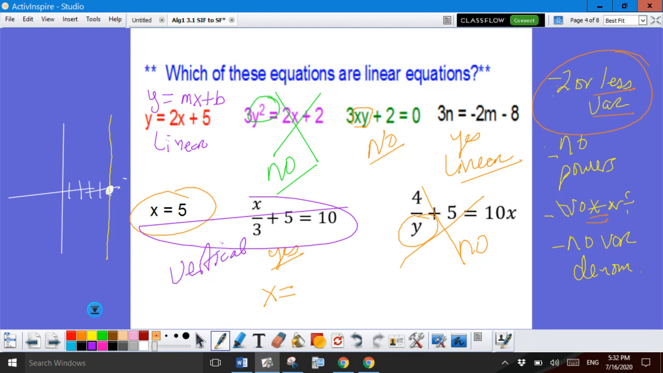So those are linear. So if I gave you a y equals 2, that one would also be linear. So one variable works as long as I can solve that equation to be x equals or y equals. All right, so hopefully that makes some sense on what a linear equation looks like.